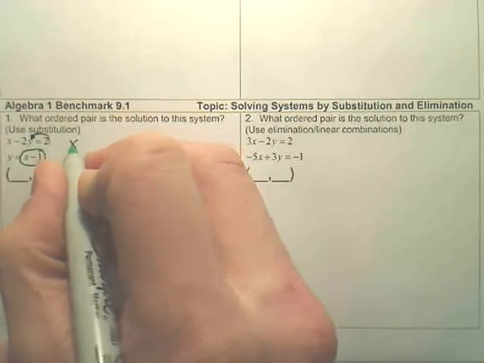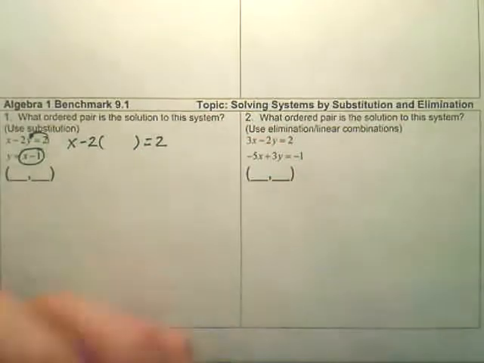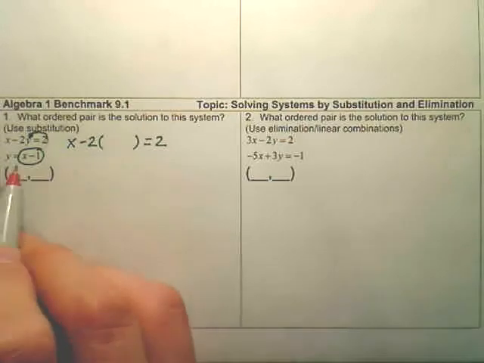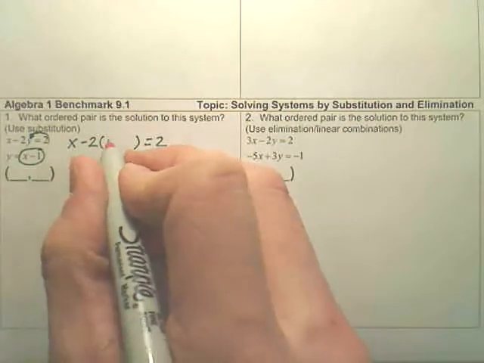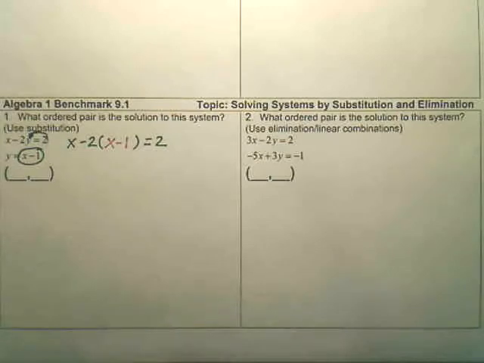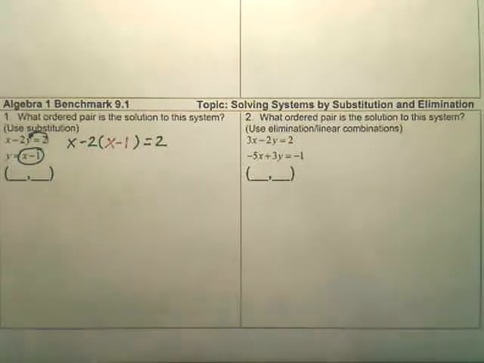So I'm going to take this first equation, and everywhere I see a y, I'm going to stick x minus 1. So I'm going to stick x minus 1 right there for y. So this is going to be an x minus 1. Now, why do I do that? Well, I can solve that now. I can solve this for x, because it's one equation with only one variable.